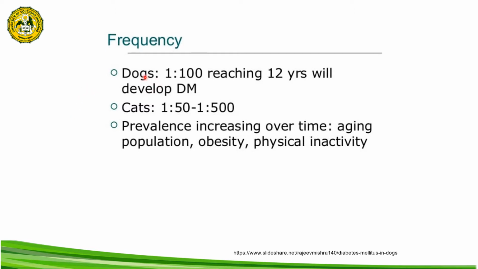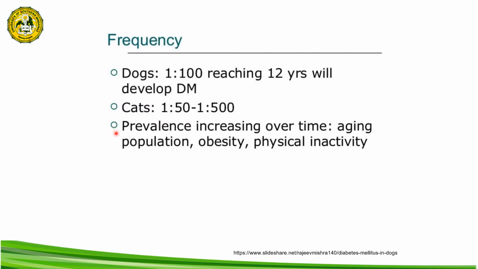So for dogs, they have the frequency of 1:100 for developing diabetes mellitus when they reach the age of 12 years old. So this means that for every 100 dogs, there is one dog that will develop diabetes mellitus when that dog reaches 12 years old. For cats, the range is from 1:50 to 1:100, meaning that for every 50 to 100 cats, there is one cat that may develop diabetes mellitus.